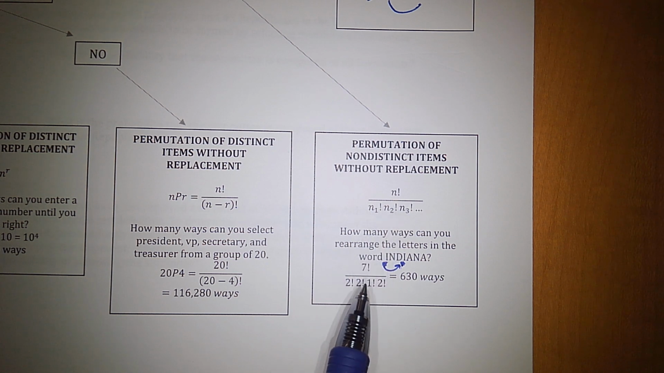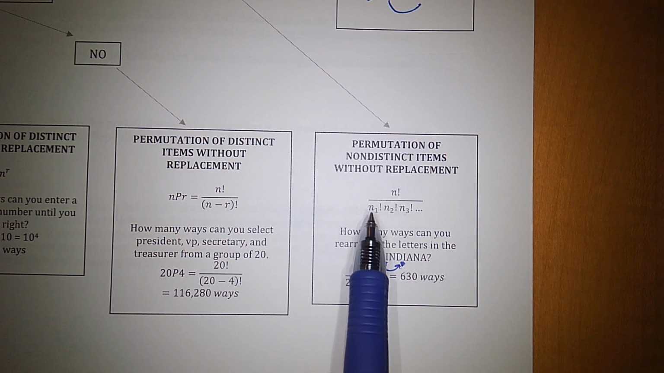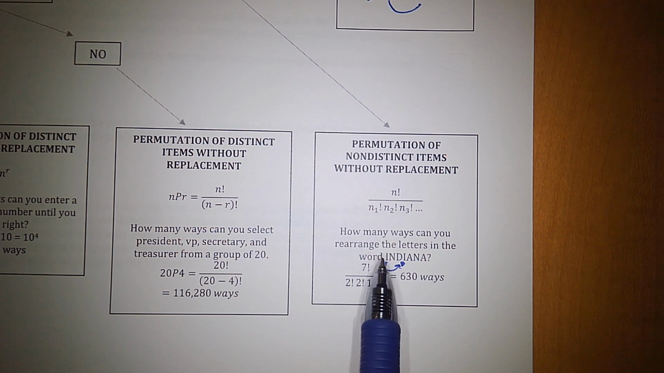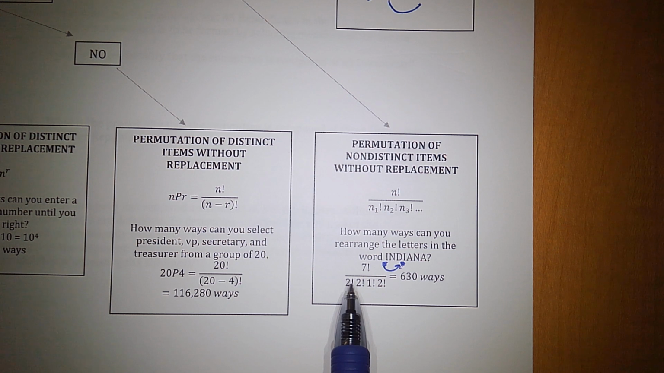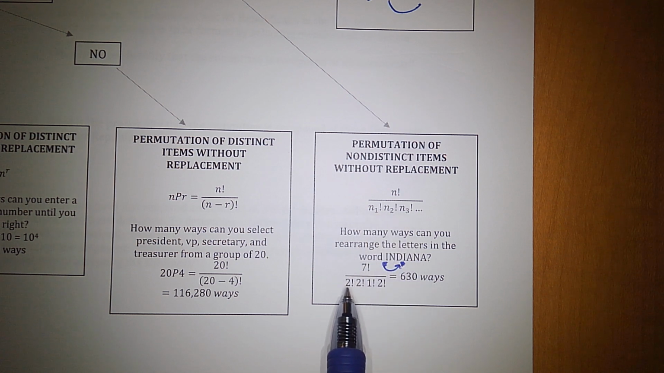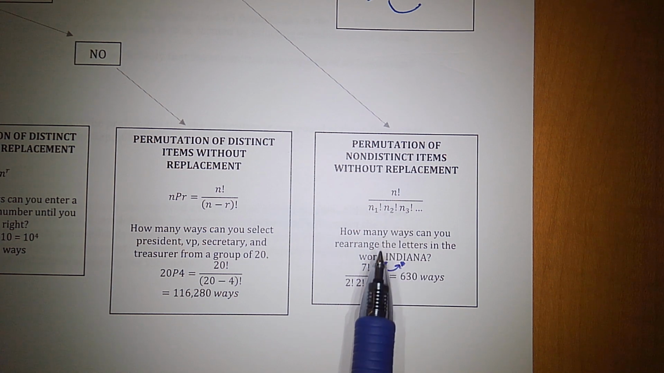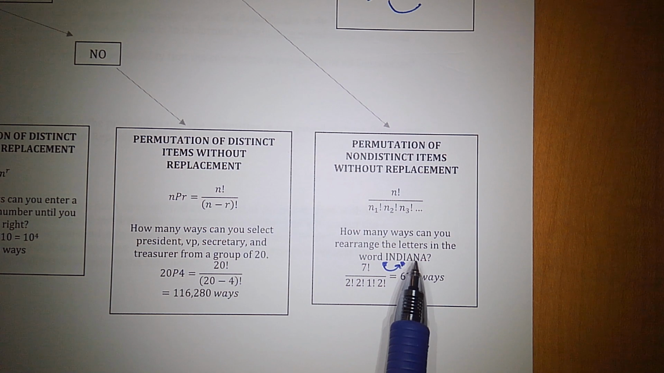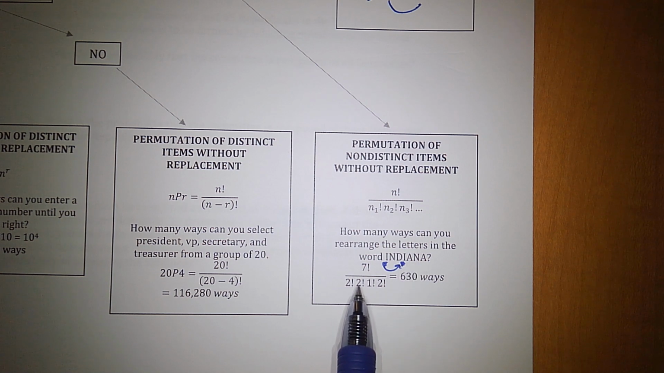To utilize that formula, the n on top is the total number of letters. In this case, there are 7 of them. But then we have to divide out by the number of non-distinct items. Since there is more than one I, there are 2 of them, I divide by the number of i's in the total of n. There are 2 i's. Then I divide by the next non-distinct item. Well, there's also 2 n's. So I divide by 2 n's.